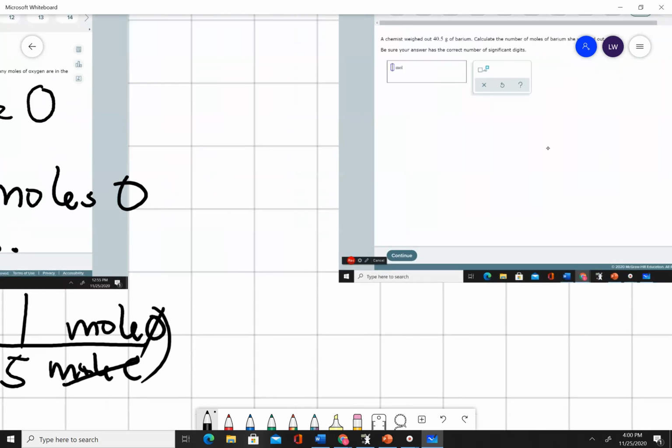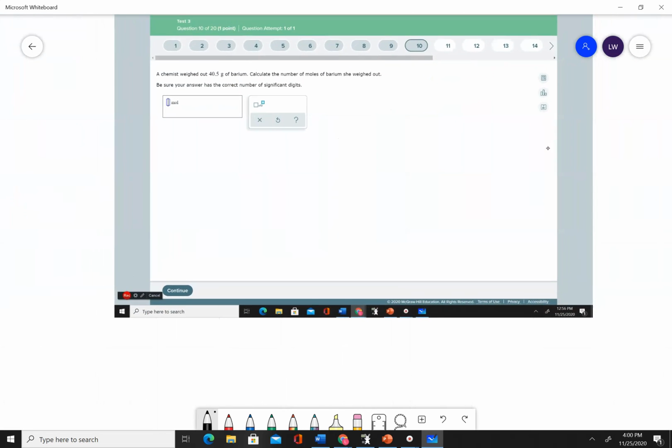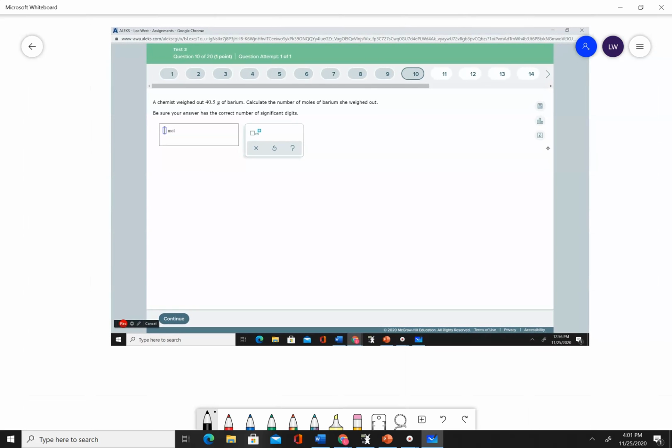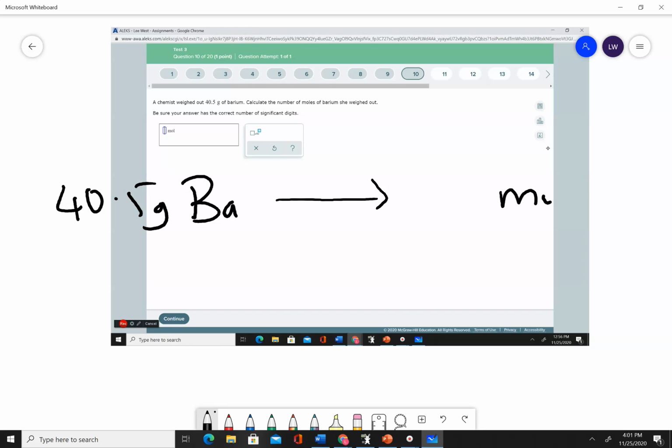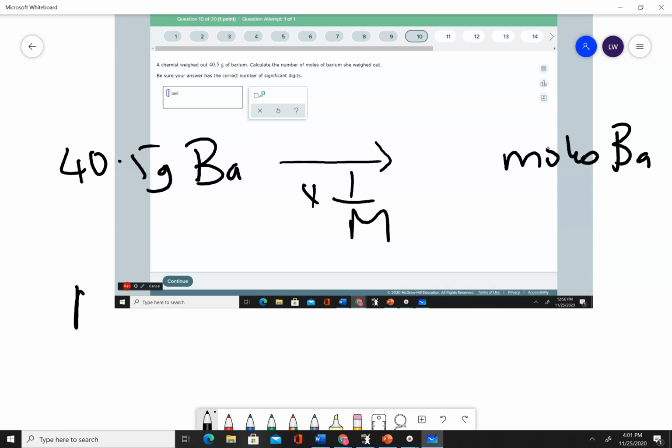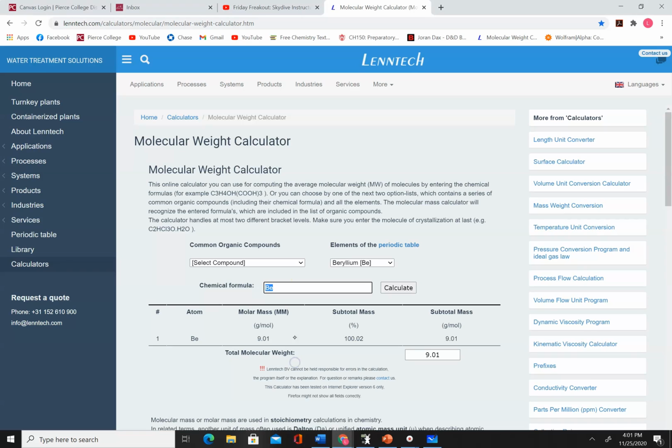Okay, on to the next one. What will it be? Probably going to be another stoichiometry problem. Here we go. A chemist weighs out 40.5 grams of barium, and it says calculate the number of moles of barium. So if we want to go to moles from grams, you have to remember that you multiply by 1 on the molar mass. So we are going to need the molar mass of barium, and it's a much bigger number than you might imagine.